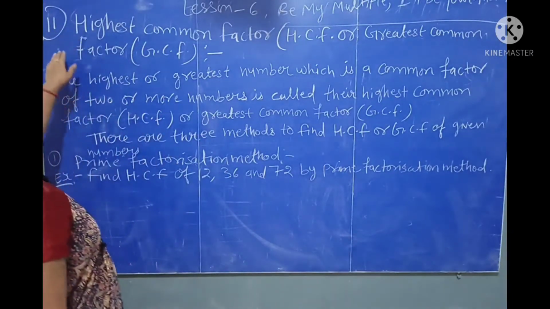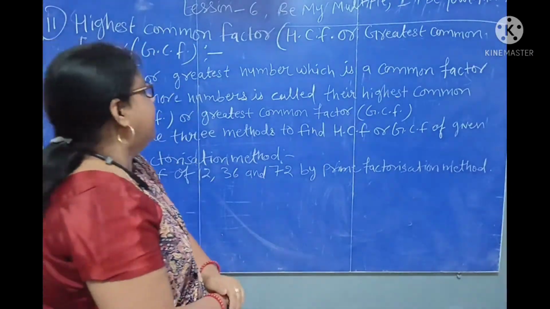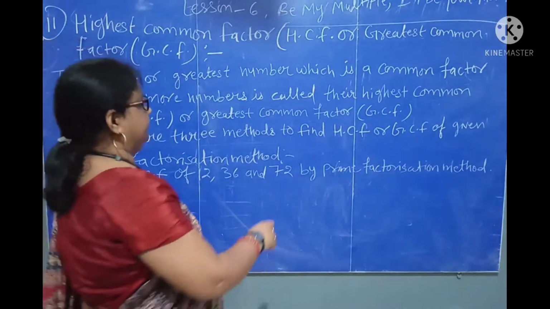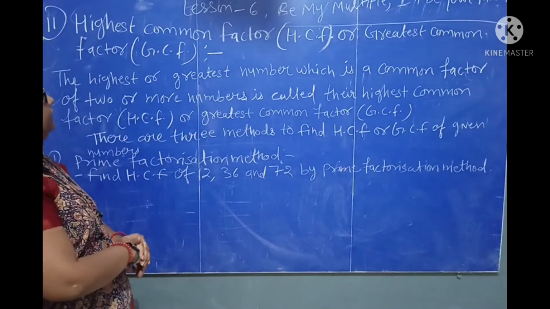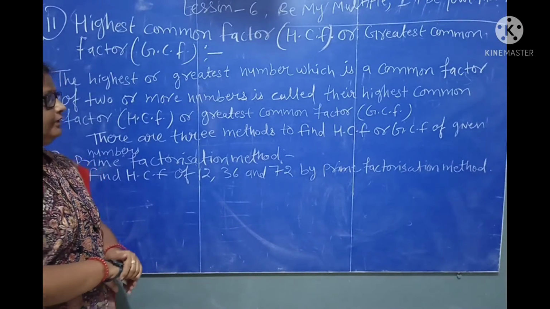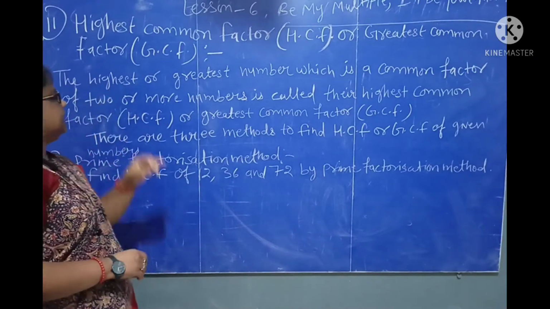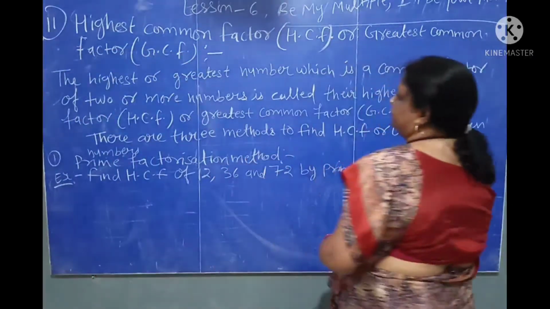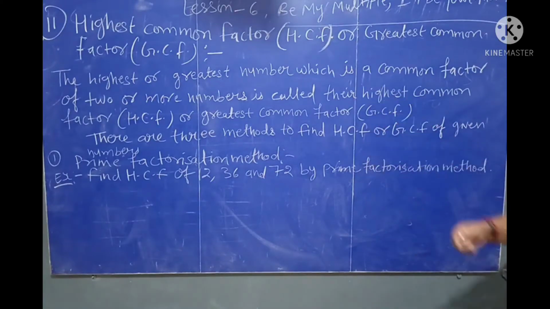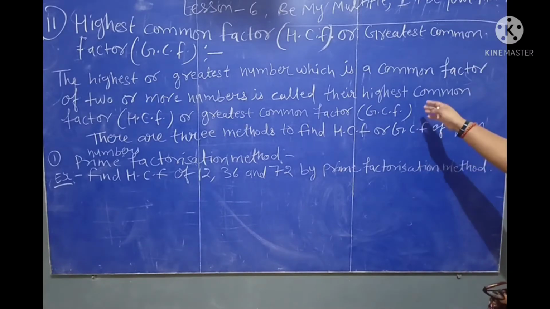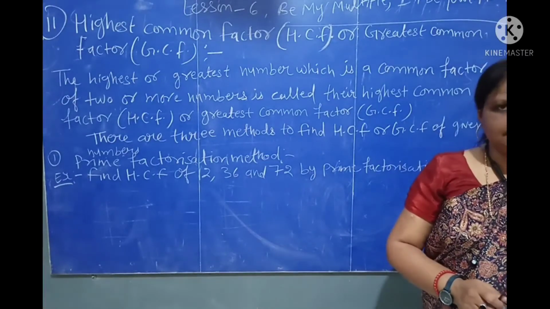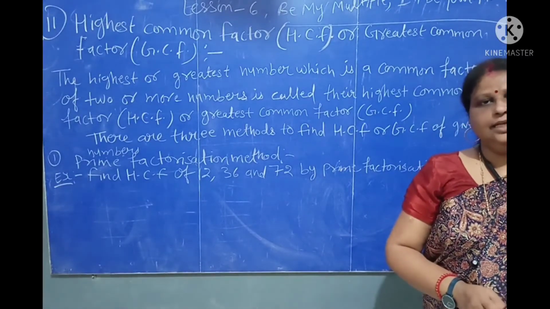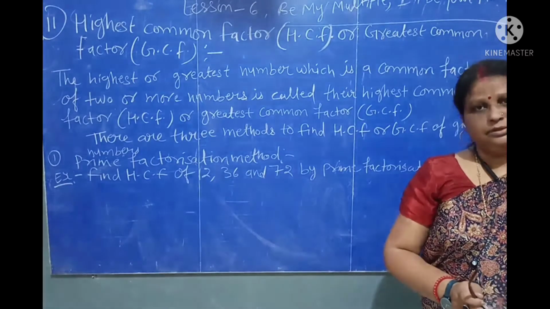We were studying the types of numbers. Let's start. Next point is highest common factor, or greatest common factor. We can say highest common factor, and we can also say greatest common factor. The highest or greatest number which is a common factor of two or more numbers is called their highest common factor, means HCF, or greatest common factor, means GCF. Means in simple way we can say that it is the highest number that can divide exactly into each of two or more numbers.